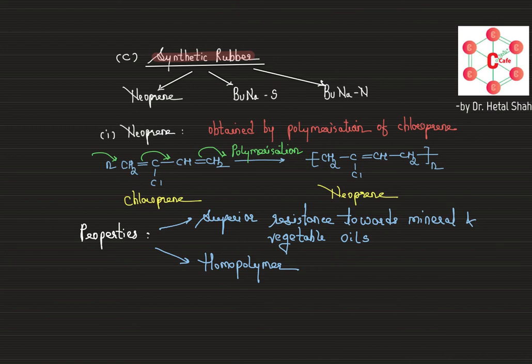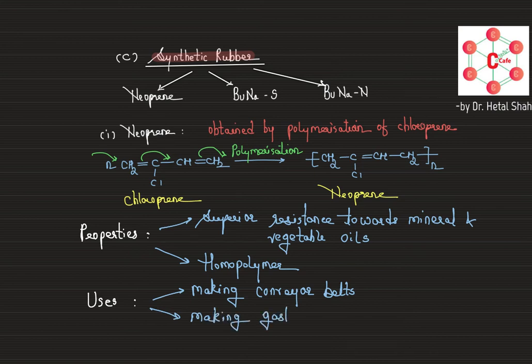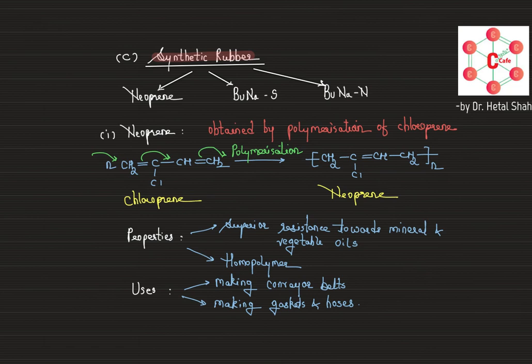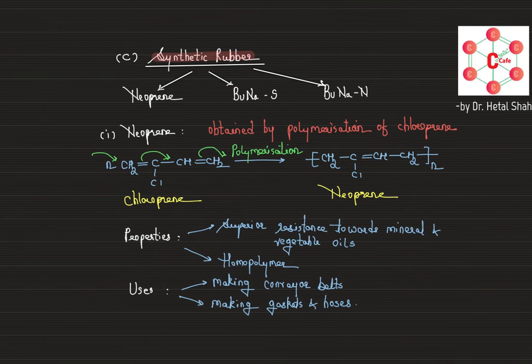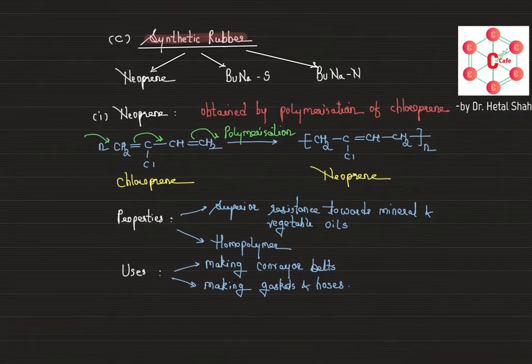So for uses, we can have a few things like making conveyor belts, making gaskets and hoses. These are all basic uses that we have with neoprene.